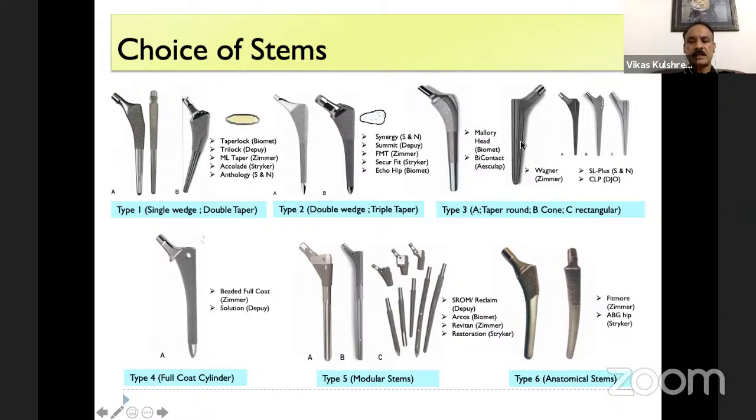The other design is the Zimmer Wagner cone, which has now come in even for primary and complex primaries. These are conical fluted titanium stems, which are very flexible. They allow you rotation control, so you could rotate it 360 degrees. So in complex hips where version is an issue, you could use these.